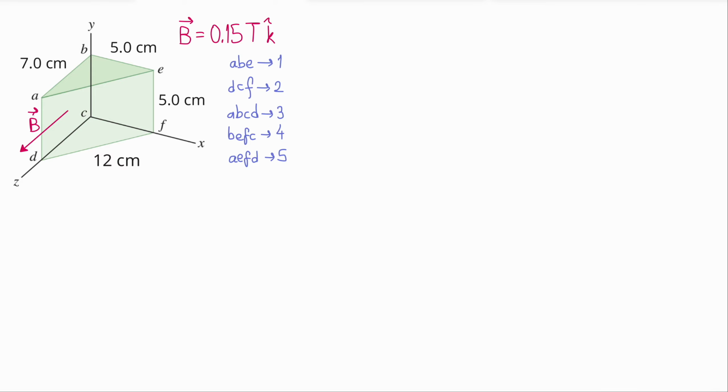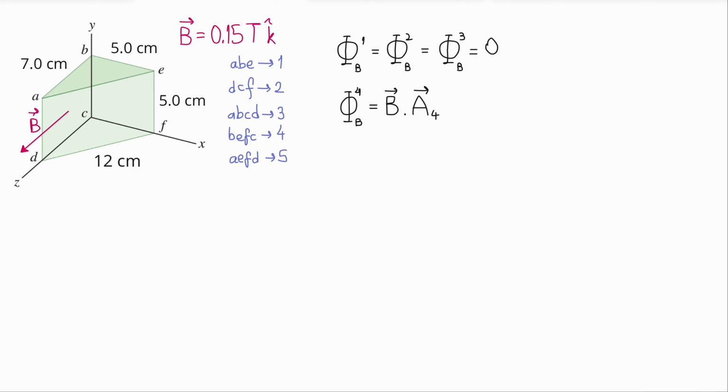I also have indicated the direction of the magnetic field on the coordinate frame. Remember, the magnetic field is in the positive z direction. So then the magnetic field is parallel to surfaces 1, 2, and 3, meaning the flux through these surfaces is equal to 0. Now let's calculate the magnetic flux through the surface number 4, that's surface BEFC.